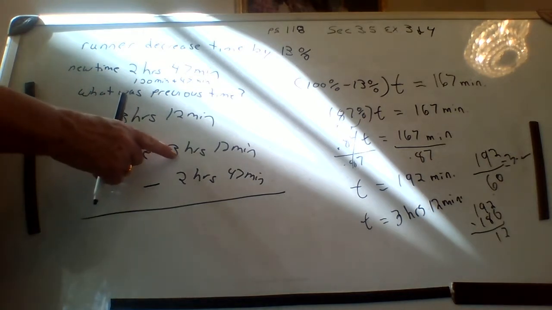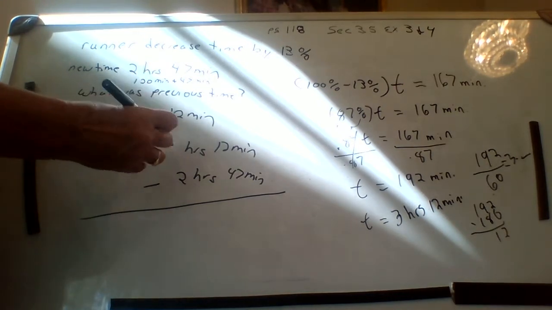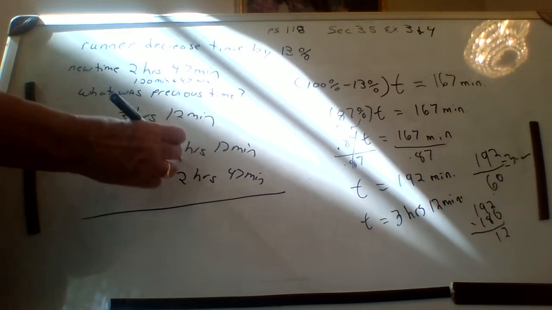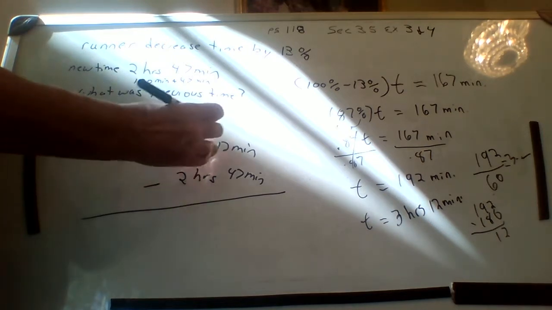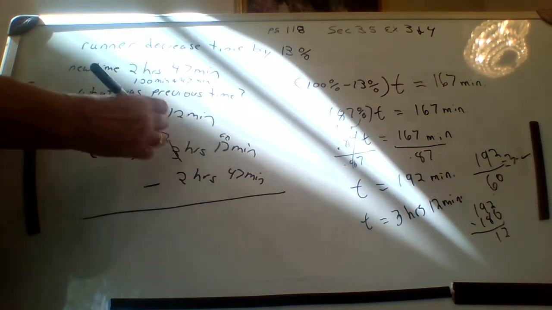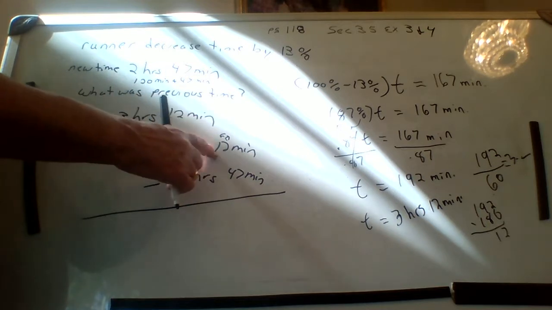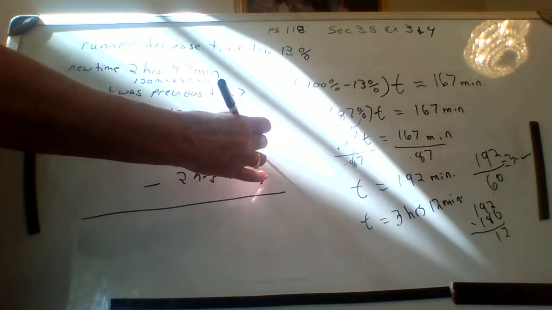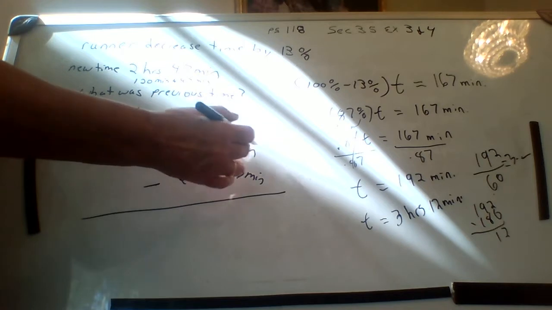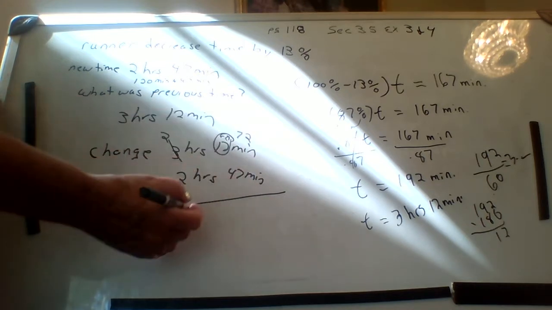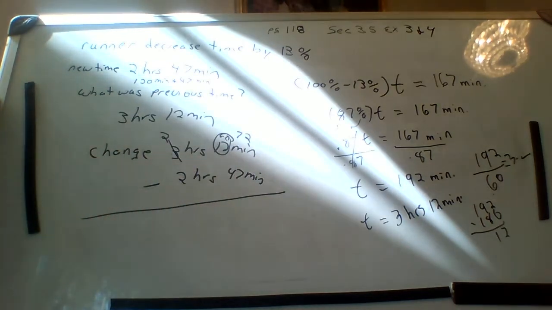So you're going to borrow from here. I'm going to borrow from here, leave that as 2 hours. I'm going to add 60 minutes because I'm borrowing an hour. This gives me 72 minutes, right? So now we have 72 minutes minus 47. Now you can subtract, right?